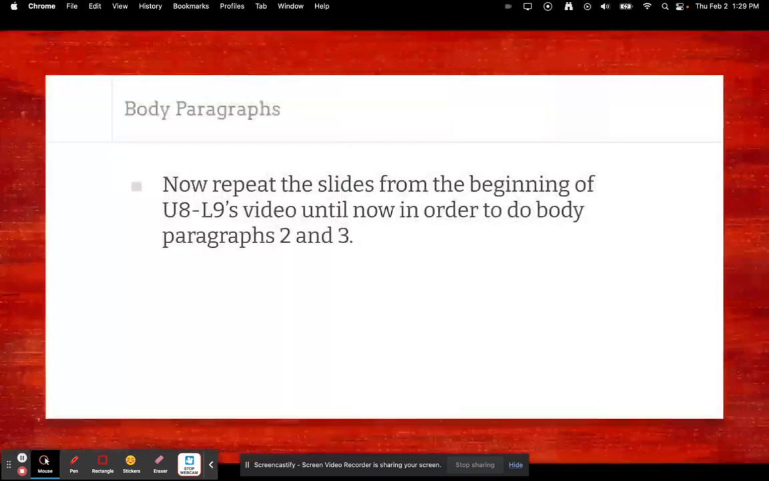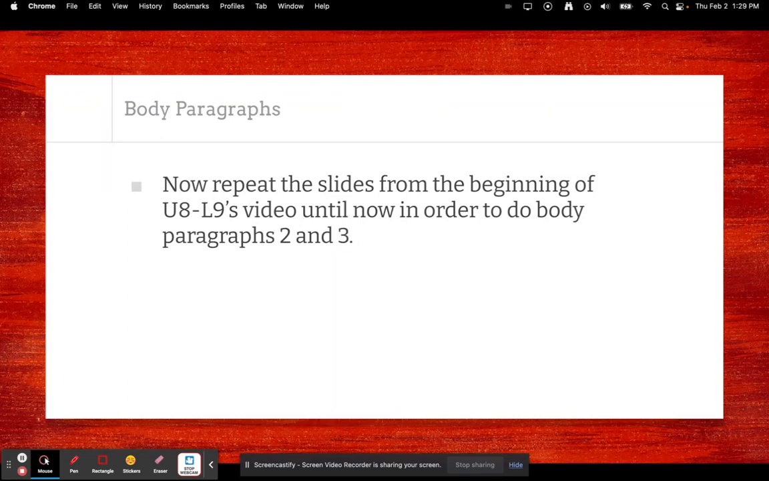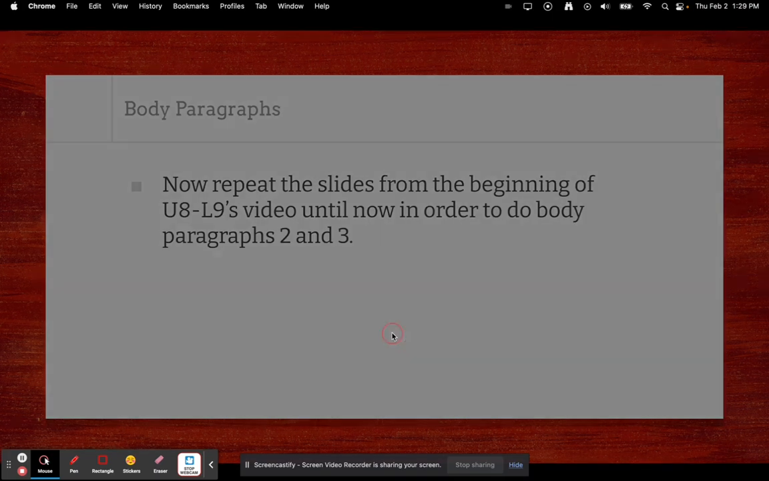Now you're going to repeat the slides from the beginning of U8-L9's video until now in order to do body paragraphs 2 and 3. So just repeat what I just told you for body paragraphs 2 and 3.